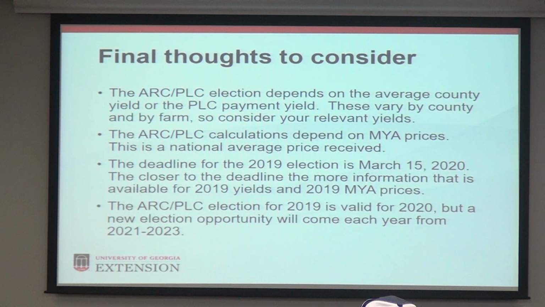Brett mentioned the deadline for 2019 election is March 15th, 2020. And my recommendation is that you don't necessarily need to wait until that deadline, but you also don't need to run out today and say, okay, I need to make that decision immediately, because the closer you get to that deadline, the more information that you'll have. This is one scenario where you will actually have information on what 2019 yields will be. At least you'll know your yields, and you'll have some idea probably from your neighbors in terms of what county yields will be. You won't know exactly, but you'll have some better idea than what we know right now.